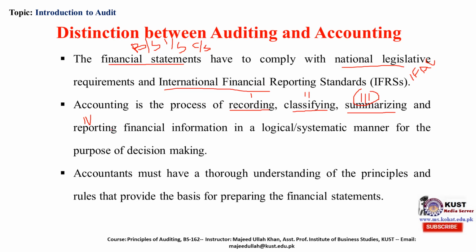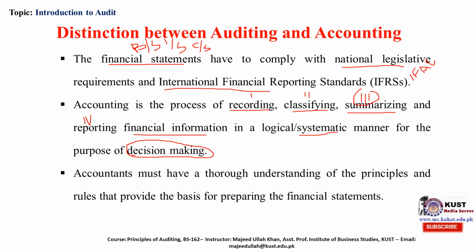So accounts receivable is always reported in the balance sheet. So reporting financial statements is the fourth activity. It should be in a systematic manner, not in a random manner, for the purpose of decision making. So the whole accounting process is a system which records, classifies, summarizes, and reports financial information to the managers, employees, shareholders, and any other users of the financial statements in order to make decisions.